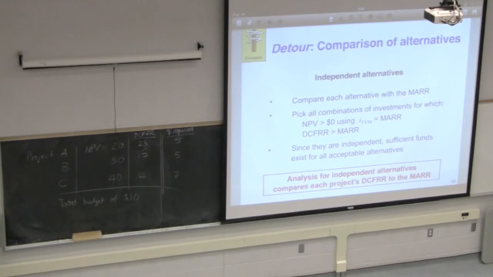A. Just A? Well, because one of the requirements is DCFRR should be greater than the MARR. Which project should they select? A and B. A and B. B and C. You can't afford B and C. Go with C. Just C. Yeah. Then no one's asked that question. What's the MARR? If the MARR is 15%, that immediately takes project C out of consideration, even though it returns a higher NPV.